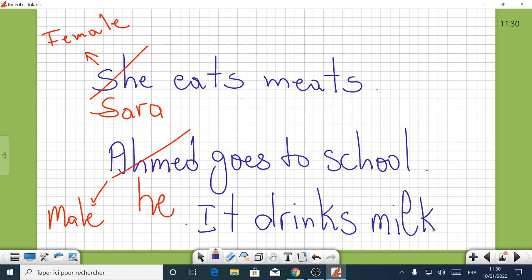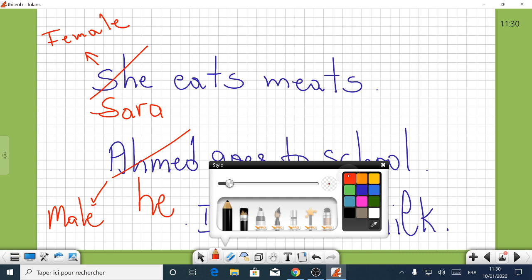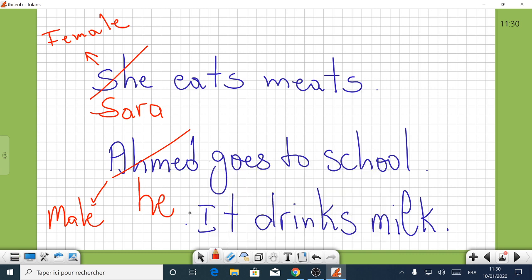It drinks milk. So here I say it drinks milk. It's like saying the cat drinks milk. So it can function in the place of the cat. So what is it for? It's for objects and animals.